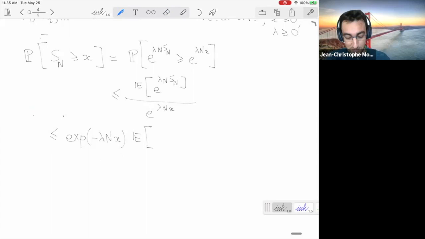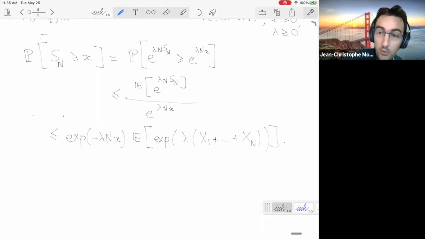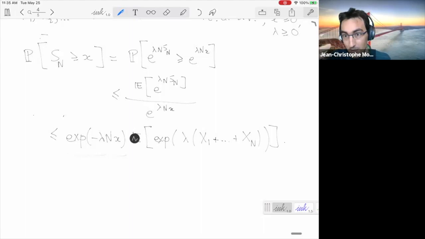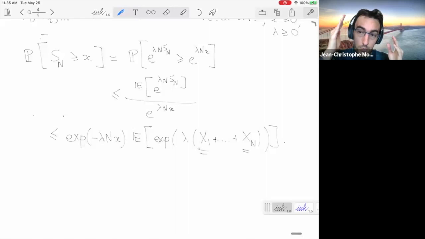So lambda n Sn is lambda times the sum of the variables. So E of lambda (x1 plus ... plus xn). The exponential function is doing two things which are very nice to us. Most importantly, it seems to show promise for giving us exponential decay in n, which is what we want. And secondly, when the variables are independent, we see that this expectation can be simplified. The exponential of the sum is a product of the exponentials. And then by independence, we can rewrite this as the product of the expectations.